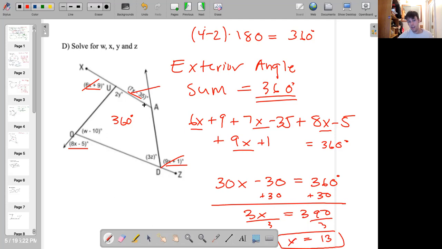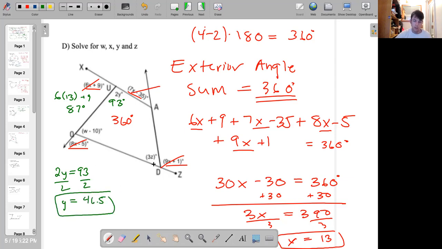Now we have to take this and find out the rest of these values here. We can do it in whatever order we want. Let's go ahead and start with y, because why not? So I want to find this exterior angle here, then use the supplementary relationship to find the interior angle. So 6 times 13 plus 9 is 87. So 87 and 93. So this angle here is a 93-degree angle. That can allow us to solve for y. 2y equals 93. Divide by 2. I get that y equals 46.5, right?